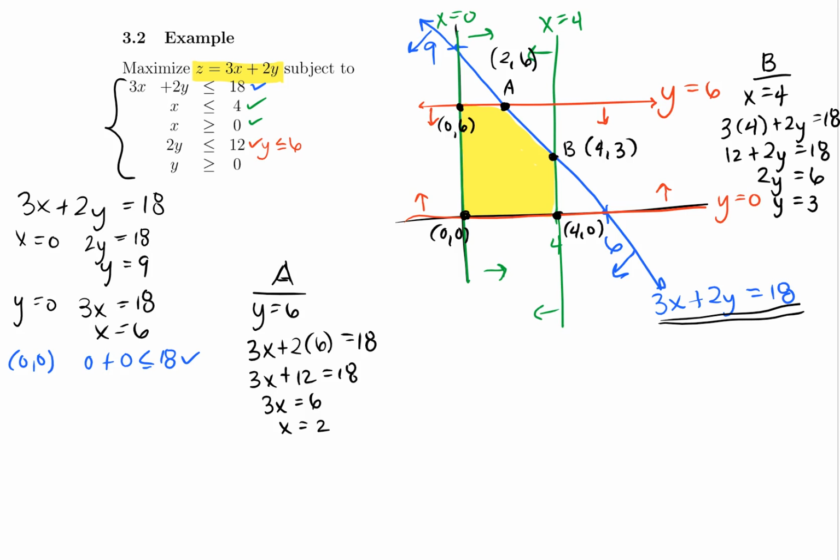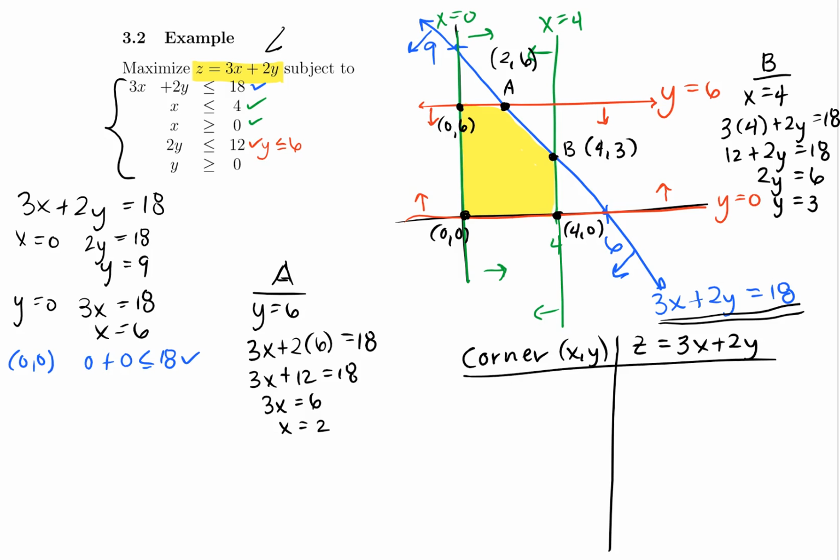Now that we have the 5 corner points, we can evaluate the objective function at the corner points. So this is where we'll use a corner point table, or a corner point chart. We'll have our corners listed, in this case x, y, because those were the variables we're using. And then we have our objective function z, which is 3x + 2y. And I'm getting the objective function from the beginning, right? That was in the problem. So let's start at the origin.